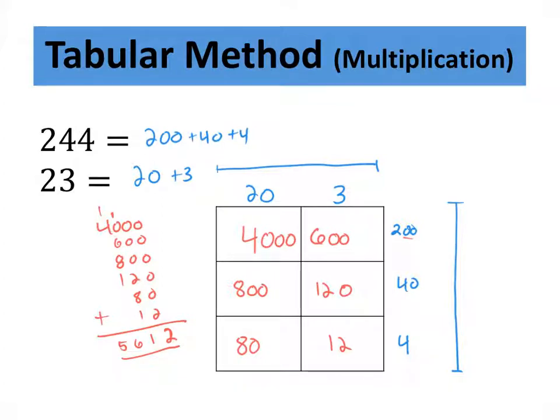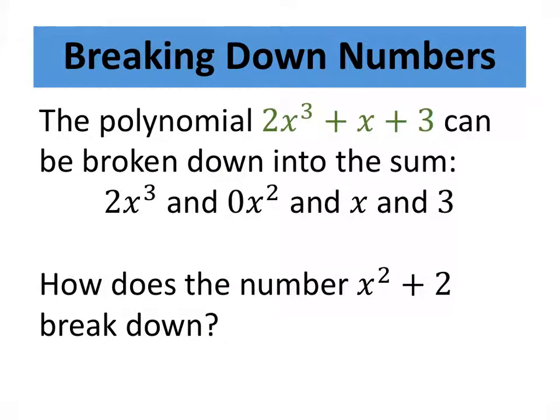But multiplying numbers in this way makes it a lot more simple without having to remember, oh, do I carry the 1 or do I have a 0 placeholder from our standard multiplication algorithm. So if I have the polynomial 2x to the power of 3 plus x plus 3, we can break that down into the sum, sum being addition, of 2x cubed plus 0x squared. Notice there's a missing x squared, and a single x, and then a 3.